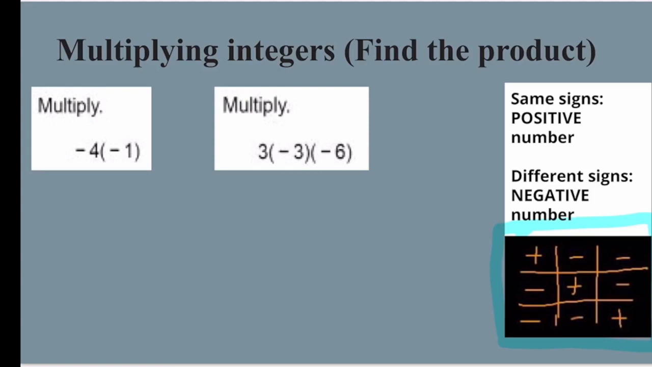So, first problem, -4 times -1. 4 times 1 is 4. A negative times a negative is positive. That's it. It doesn't get any harder than that.